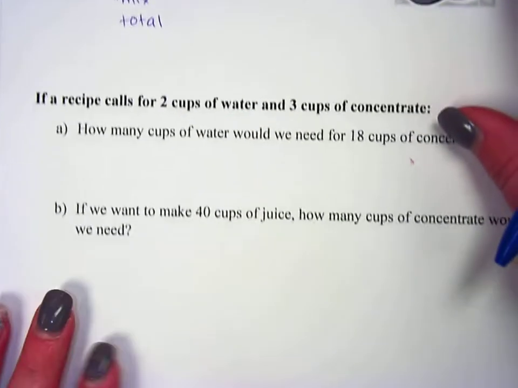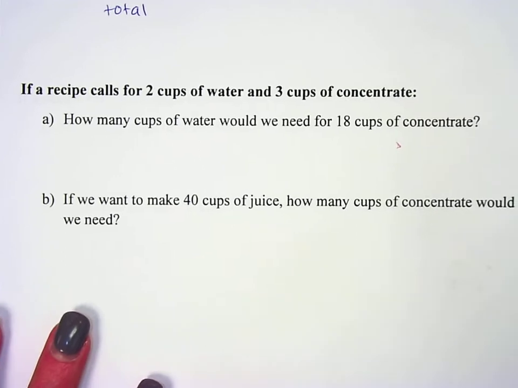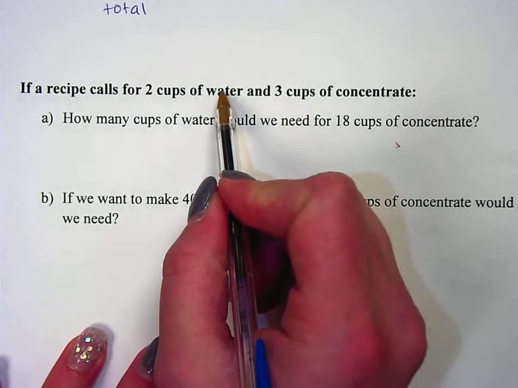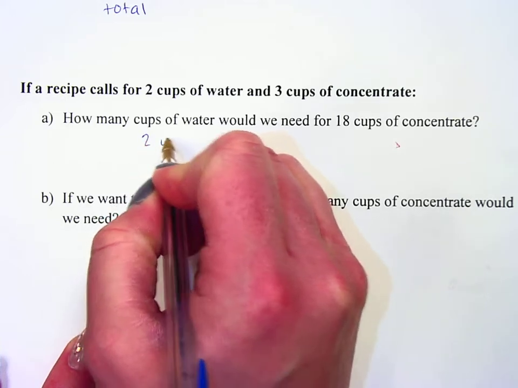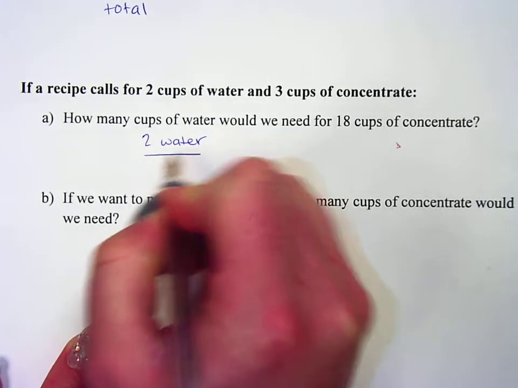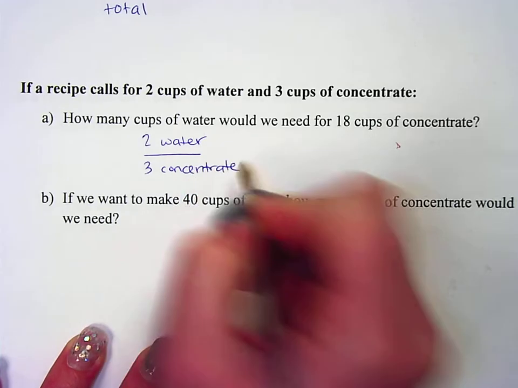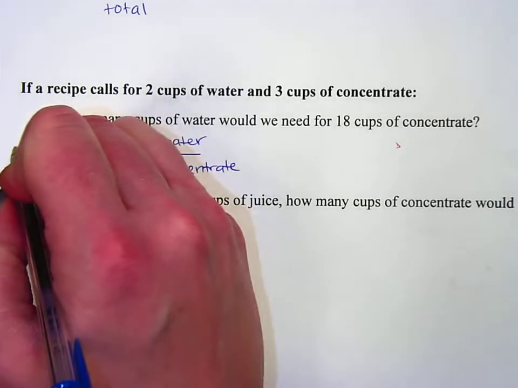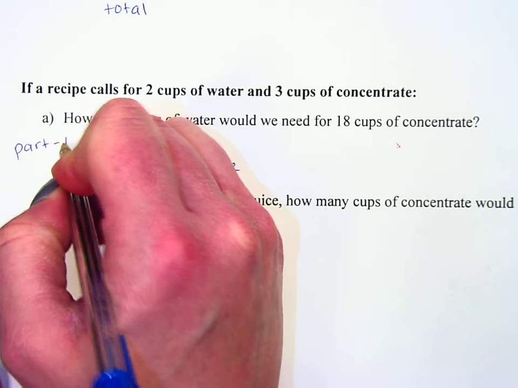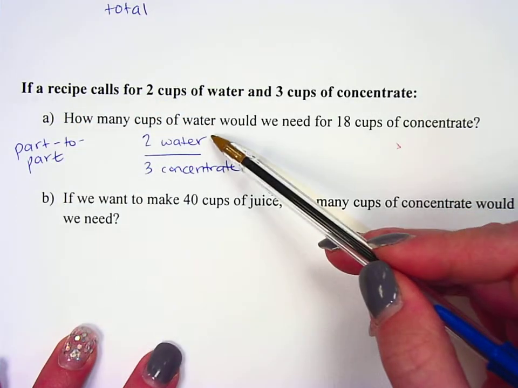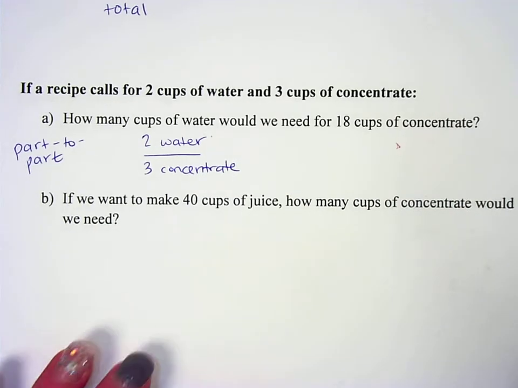All right, so now let's try one. My recipe calls for 2 cups water and 3 cups concentrate. So right now, I have 2 cups of water to 3 cups of concentrate. To the side, I'm going to write that's what we consider our part to part. I'm comparing the part of my mix to another part of my mix. Right now, I have no idea how many total cups are going to be in my pitcher.